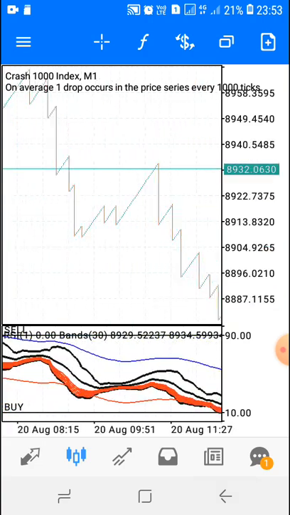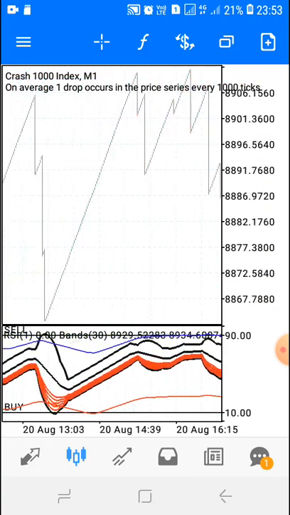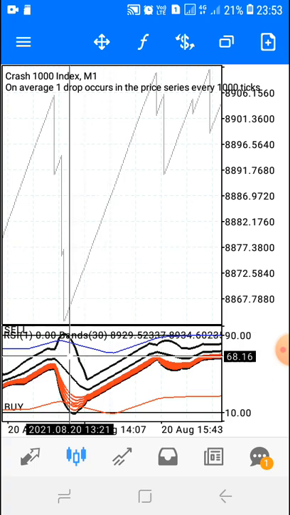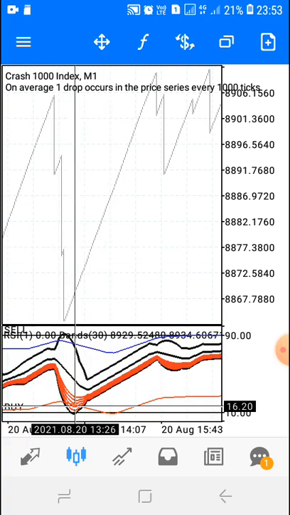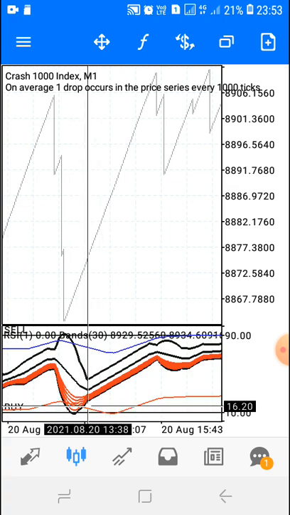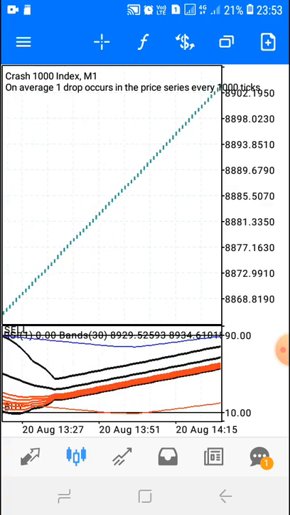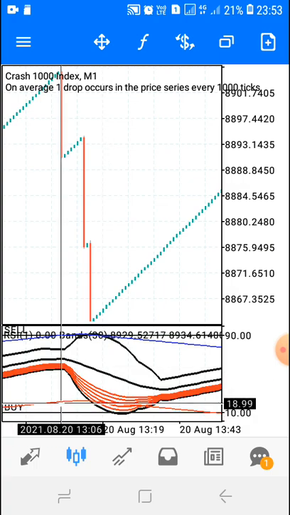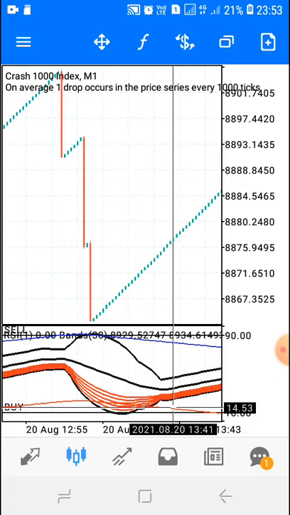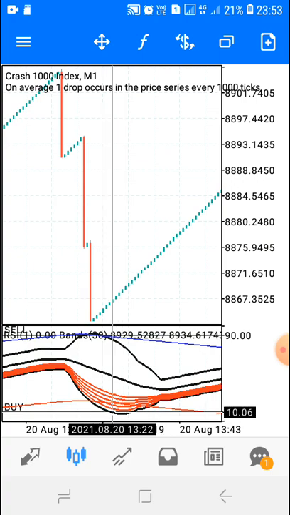Okay, let me just show you another entry. So you guys can see that, okay, the Bollinger Bands went outside of the envelopes, okay? Let me just zoom in. The Bollinger Bands over here, right, went outside of the envelopes. This is the envelopes, the red line over here, okay? And here's the Bollinger Bands, okay?